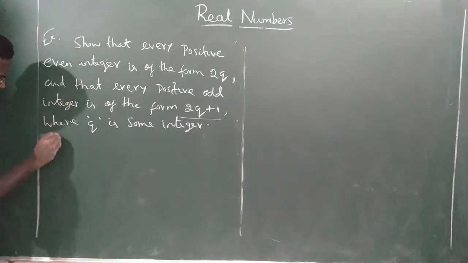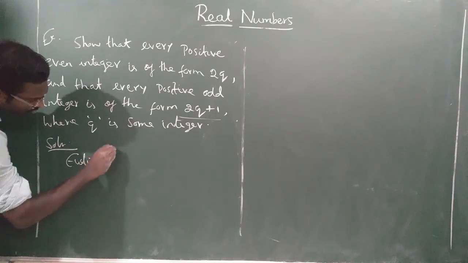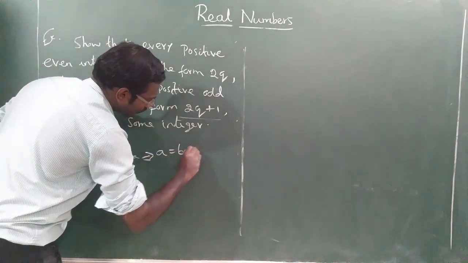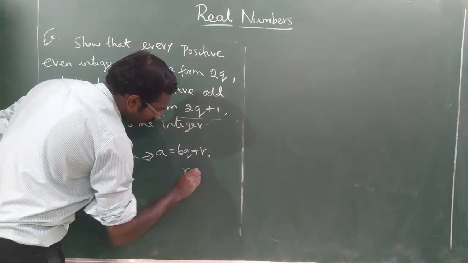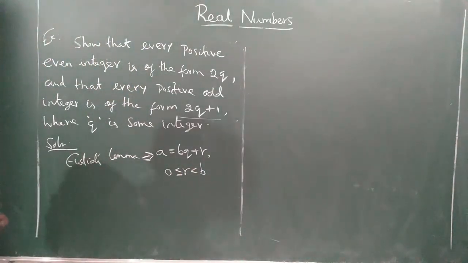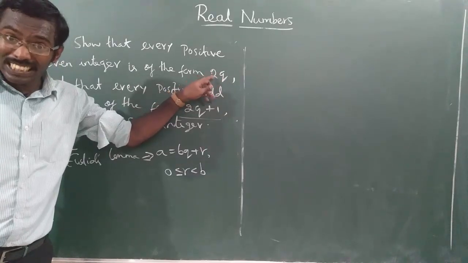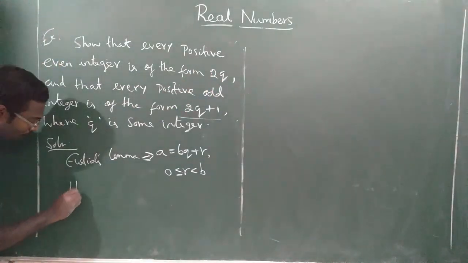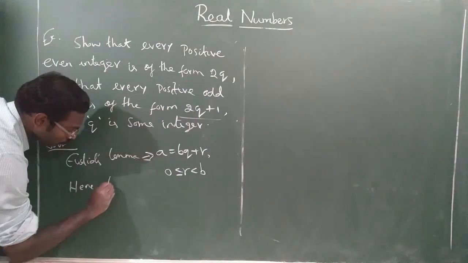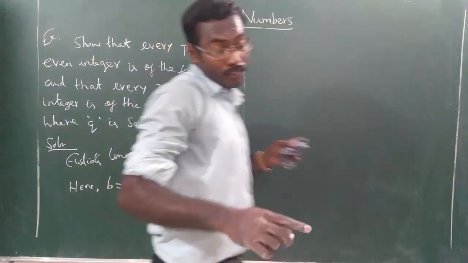So solution, first write Euclid's lemma. Euclid's lemma gives a is equal to bq plus r, where r value is greater than or equal to 0 but less than b. Okay, so here 2q plus 1, 2q. With q what is there? With q, 2 is there now. So here with q, b is there, here with q, 2 is there. So b is equal to 2. Understood or not? From the question you have to take that b.